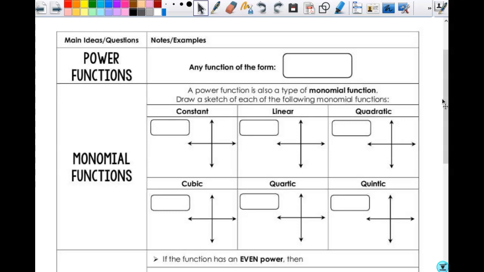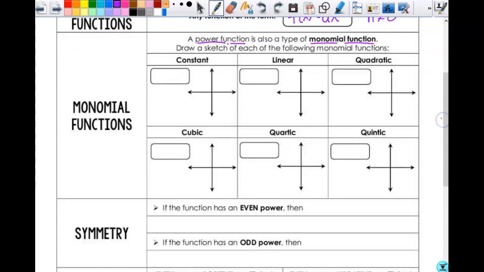So a power function is any function in the form of f of x equals a times x to the nth power, where a cannot equal 0 and n cannot equal 0. It's not a polynomial because poly means many. It's a monomial function, so it's just one term. So a power function is also a type of monomial function, just one term there. We're going to draw a sketch of each. Not only is the sketch important, but the function that you actually write is as well.